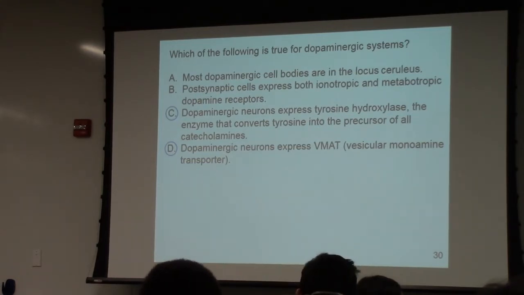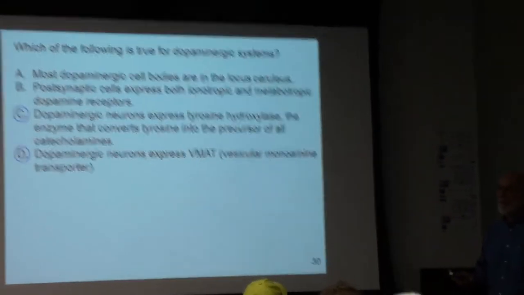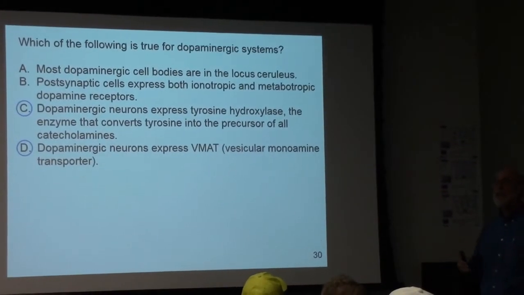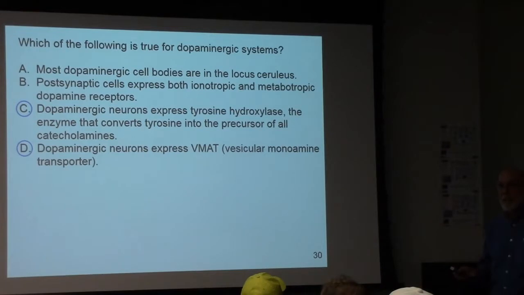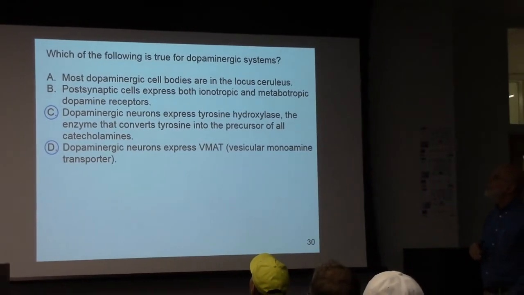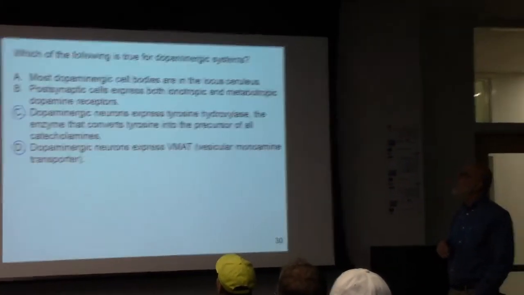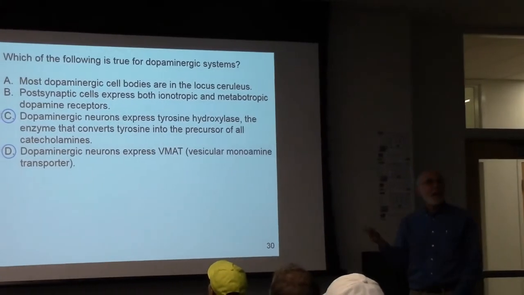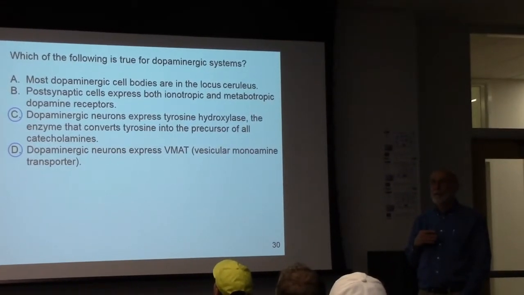Okay, what's wrong with A? The locus ceruleus is where noradrenergic neuron cell bodies are. It's the substantia nigra and the ventral tegmental area where dopaminergic neuron cell bodies are located, so the name is wrong. Postsynaptic cells express ionotropic and metabotropic dopamine receptors. What's wrong about that? There are no ionotropic dopamine receptors.